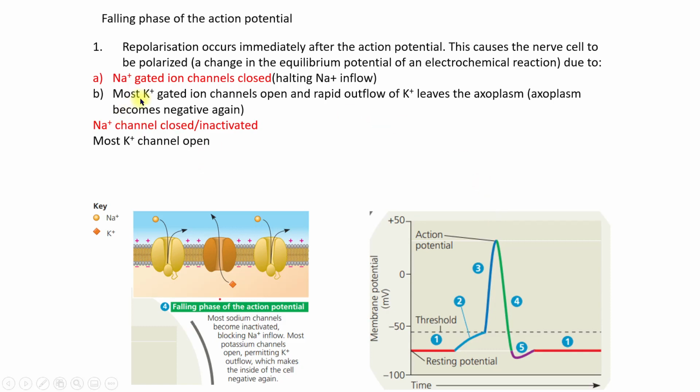Then most potassium ion gated ion channels will open, and there will be a rapid outflow of potassium ions leaving the exoplasm into the extracellular fluid. So the exoplasm becomes negative again. Then potassium ion channels are closed or inactivated, but most potassium ion channels open. So basically what happens in stage 4 is the inverse of what happens in stage 3.